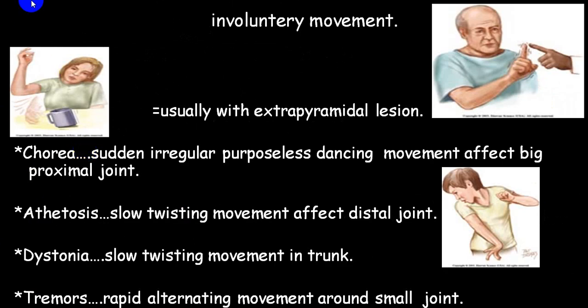So chorea is sudden, irregular, purposeless or pseudo-purposive movements affecting the big proximal joints, while athetosis is slow twisting movement affecting the distal joints. Dystonia is a slow twisting movement of the trunk part. While tremors are rapid alternating movements around the small joints, which can be static tremors or intentional tremors. Intentional tremors are common in cerebellar disorders, while static tremors are more common with Parkinsonism.